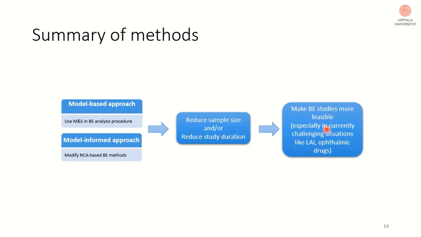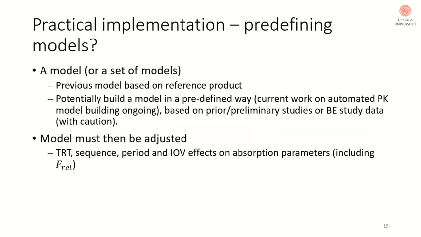Things like long-acting injectables that are used for inpatient settings, where you can't study the drug in healthy volunteers, or in ophthalmic drugs where you have very sparse data. So we think these methods make a lot of sense in situations where standard NCA-based approaches don't work, or if we want to reduce sample size.